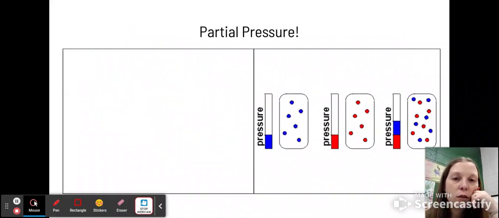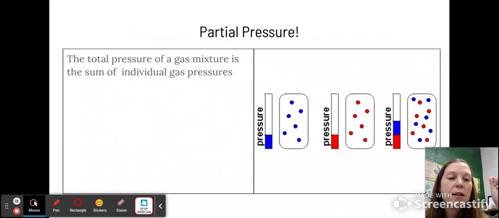Okay, so now let's talk about partial pressure. Partial pressure is the total pressure of a gas mixture, and the way we calculate that is by the partial pressures of each gas. So we have to know each individual gas to know the total pressure, or we can have the total pressure, subtract the partial pressures that we know to find the one we're missing. So your calculation is very easy for this.